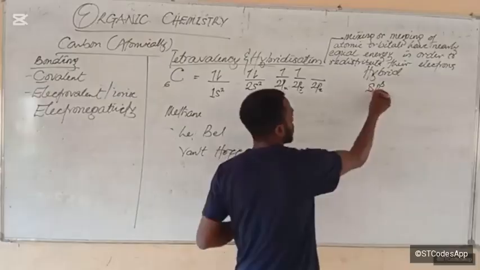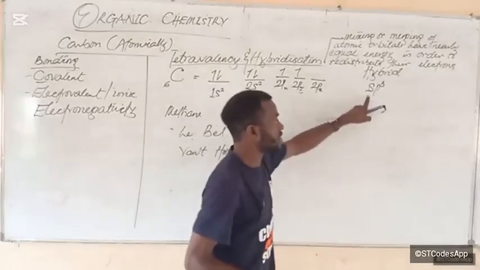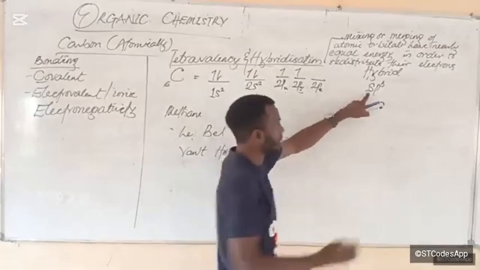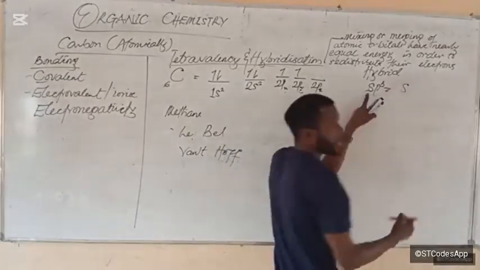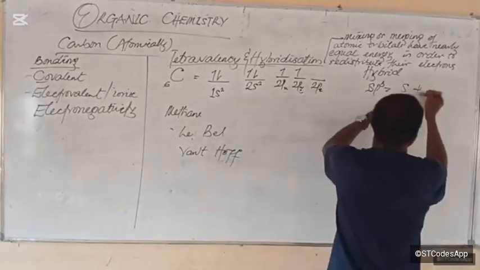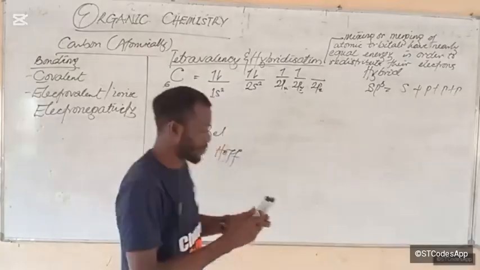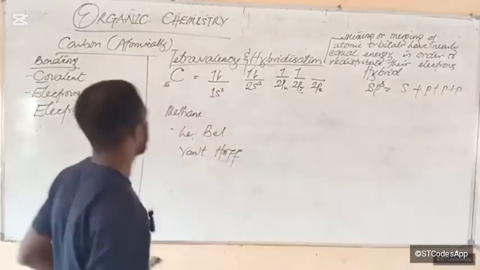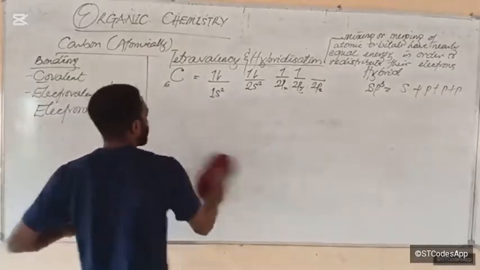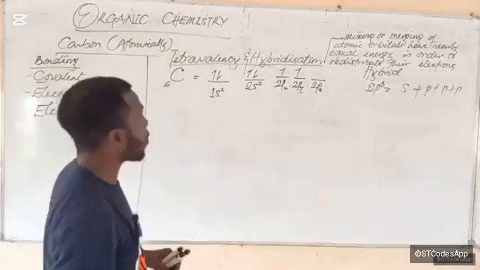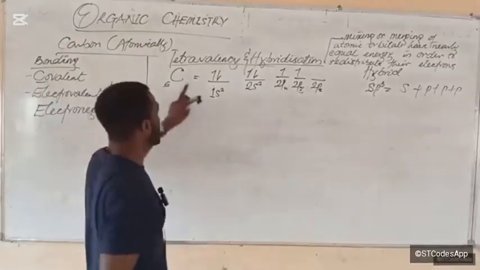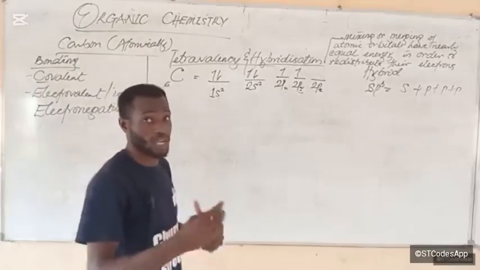sp3 hybridization. And what does sp3 hybridization mean? It means one s character and three p characters. It means a hybridization that consists of 1s character and 3p characters. Okay, so how does this happen? It happens when carbon wants to engage in chemical bonding with other compounds.